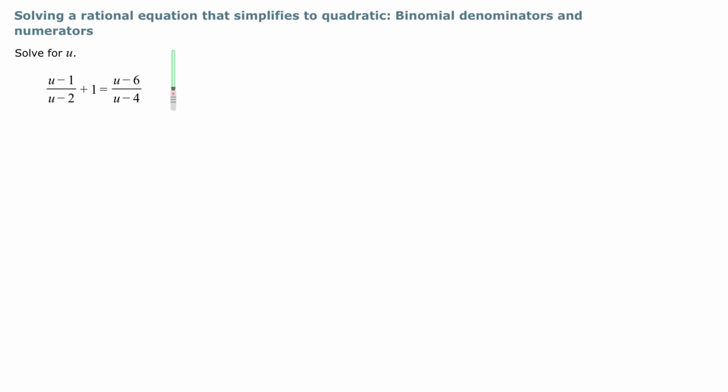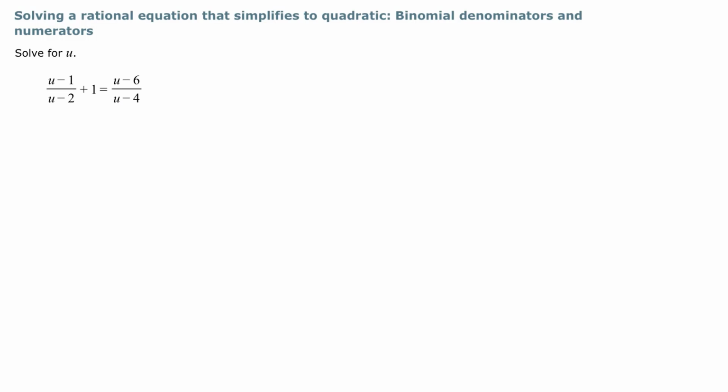Solving a rational equation that simplifies to a quadratic. Technically speaking, this equation has a rational function plus a constant function is equal to another rational function. Remember that in rational functions, you have to pay attention to its domain because there are definitely some domain restrictions here. There's a domain restriction here and a domain restriction here.